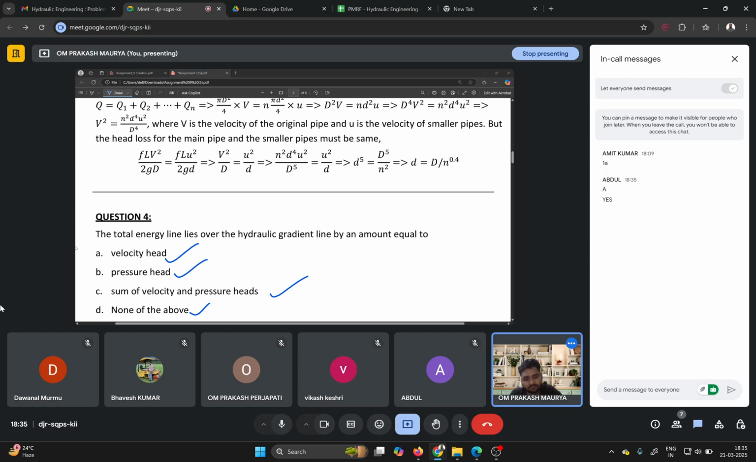The total energy line lies over the hydraulic gradient line by an amount equal to... So hope everyone got it. The question number 3, important question.